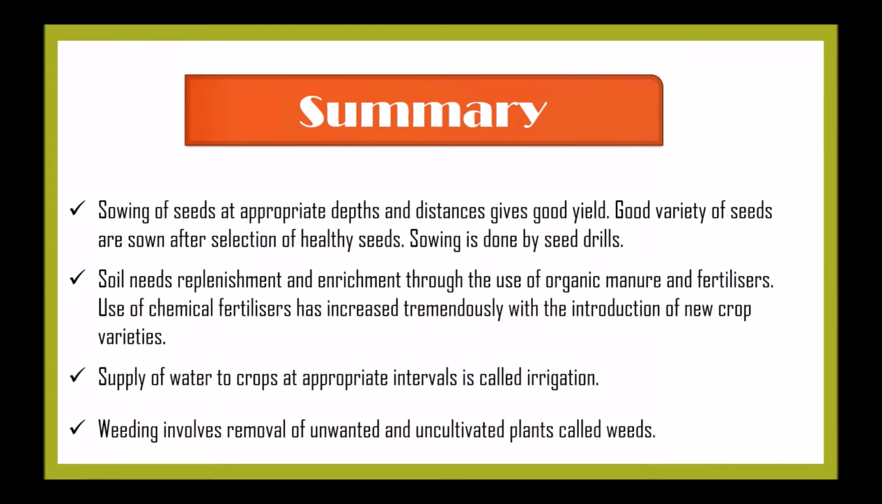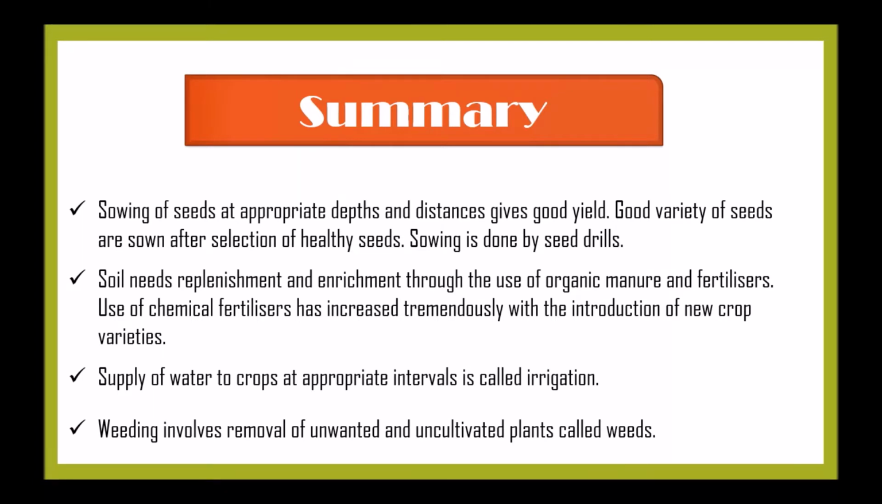Sowing of seeds at appropriate depths and distances gives good yield. Good variety of seeds are sown after selection of healthy seeds. Sowing is done by seed drills. Soil needs replenishment and enrichment through the use of organic manure and fertilizers. Use of chemical fertilizers has increased tremendously with the introduction of new crop varieties.